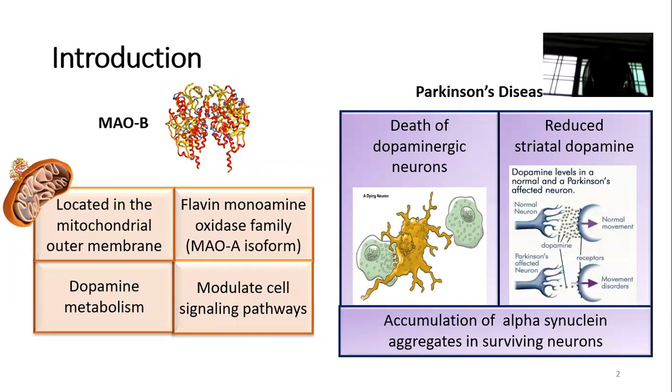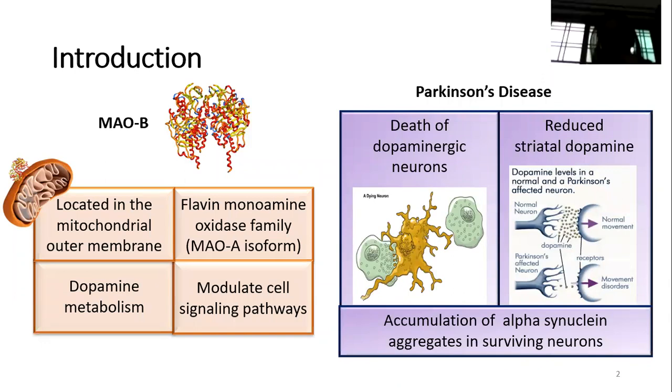So, starting with the introduction, monoamine oxidase B (MAO-B) is an enzyme that is located in the outer mitochondrial membrane and it belongs to the flavin monoamine oxidase family. Another enzyme, MAO-A, shares 70% sequence similarity with MAO-B. So it is very important to do selectivity profiling of both MAO-B and MAO-A in order to achieve selectivity.